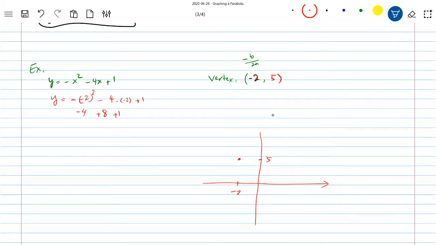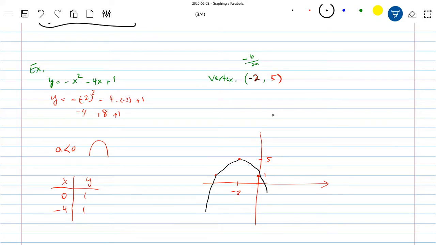What do you expect from the parabola? Since a is negative, we expect a downward parabola. So I pick a couple more points. You can pick x as 0. What happens at 0? If you replace 0, you'll get y value of 1. And if you pick -4, for example, you'll get y value of 1 again. So here is 0 and 1. That's the point. And you get -4 and 1. That's how the graph looks like.